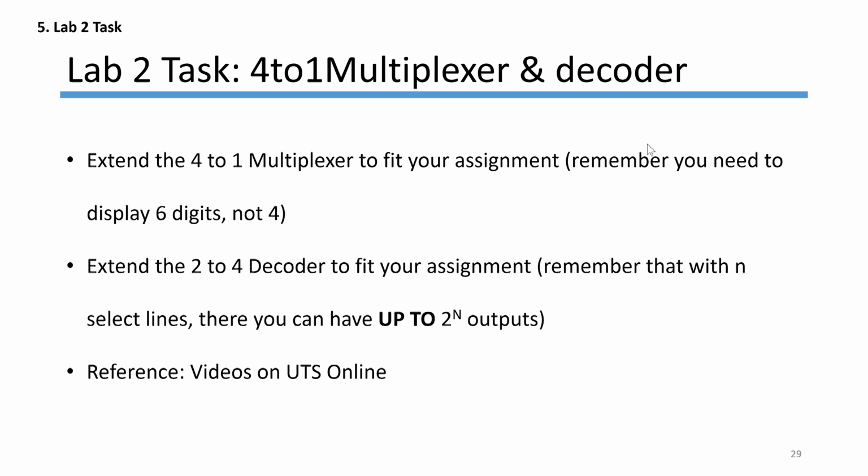Now for Lab2 tasks, you are to extend the 4:1 multiplexer to fit your assignment. So remember that in our example, we're only displaying 4 of the 7-segment displays, whilst you have 6 digits in your MXK that you need to display. And you also need to extend that 2:4 decoder to fit your assignment. So we had 4 7-segment displays to power on to sequence through the power. Now we have 6, and remember that with n select lines you can have up to 2 to the power of n outputs.